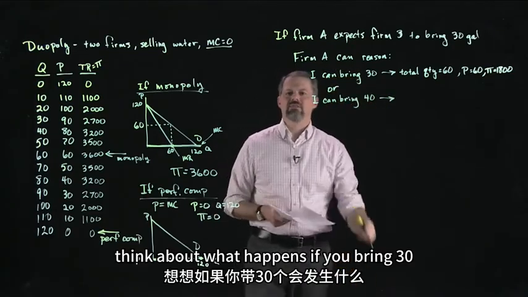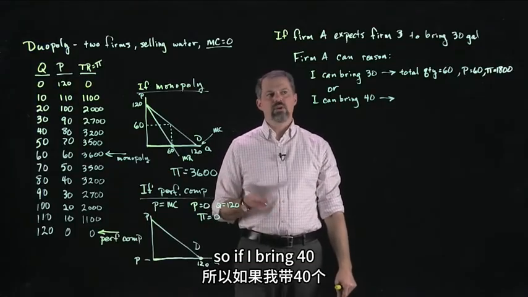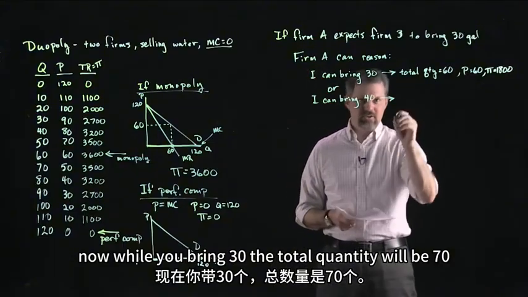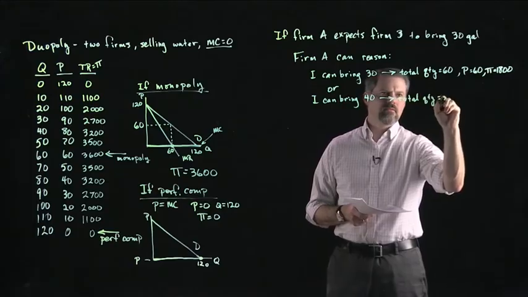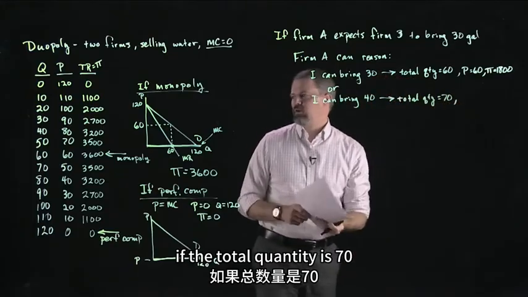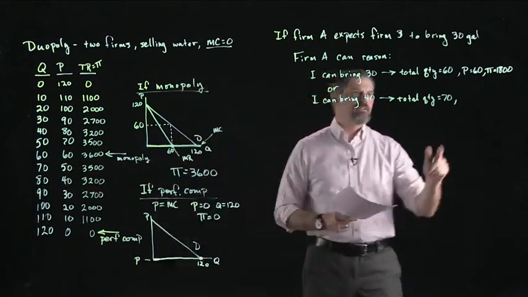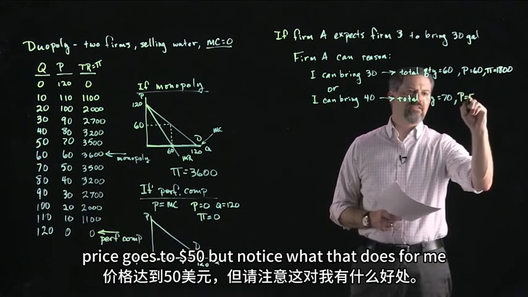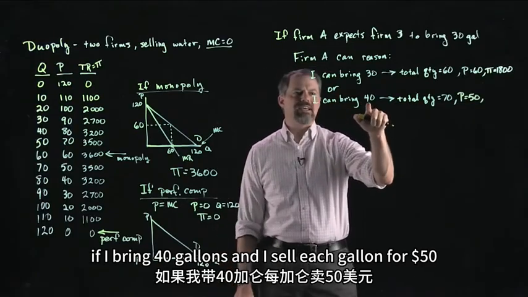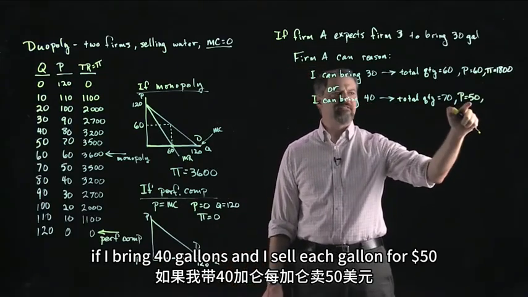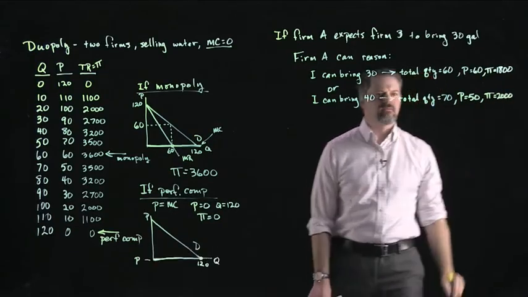Think about what happens if you bring 30, but I show up with 40. So if I bring 40 while you bring 30, the total quantity will be 70. If the total quantity is 70, then that's going to drive the price down to $50. But notice what that does for me. If I bring 40 gallons and I sell each gallon for $50, my profit is all of a sudden $2,000.